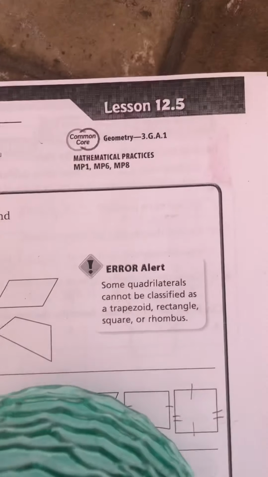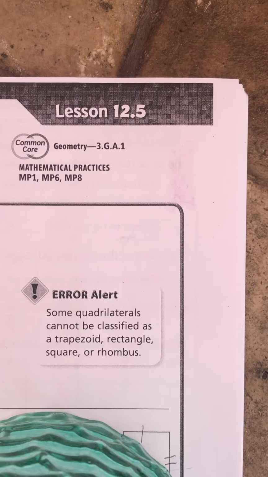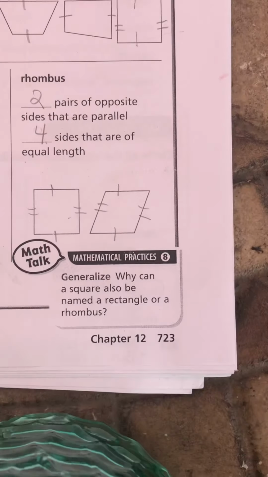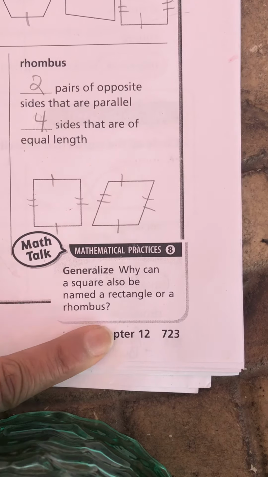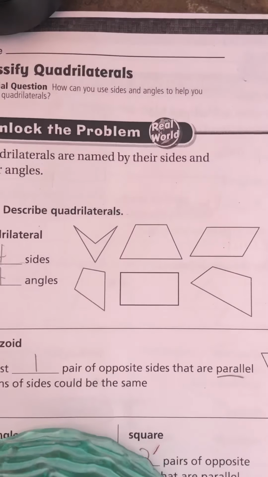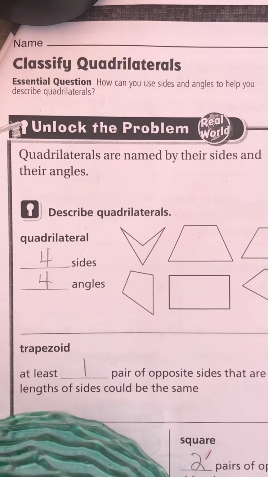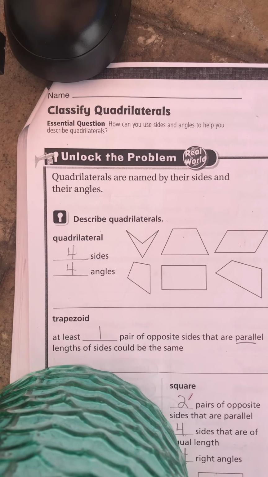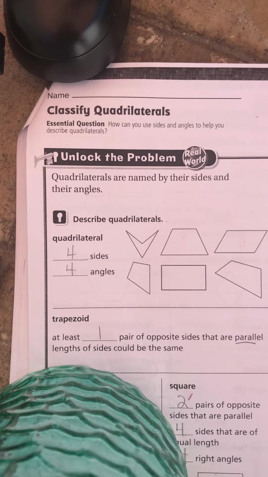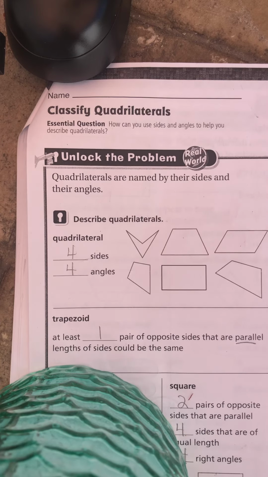We are on lesson 12.5, page 723, chapter 12. At the top it says classify quadrilaterals. So we're going to unlock the problem. It says quadrilaterals are named by their sides and angles. Now, I filled this page out, so you just have to follow along and you can fill it out as well, okay? So, describe these quadrilaterals.